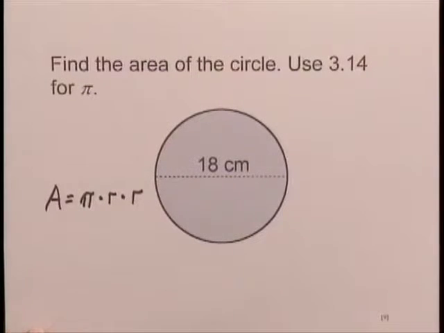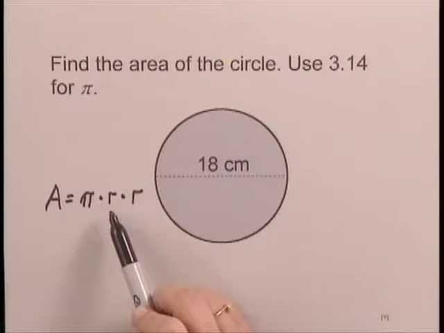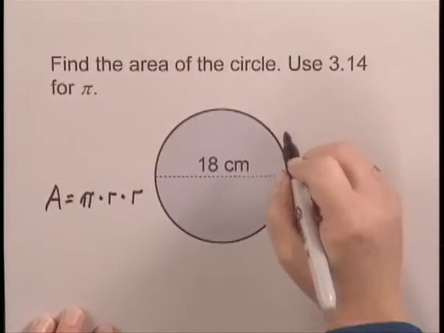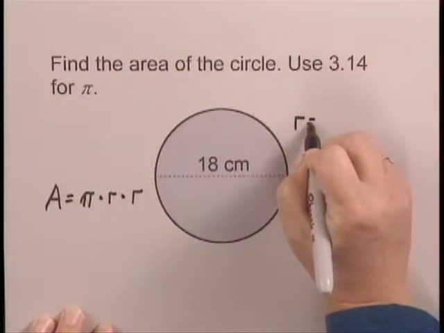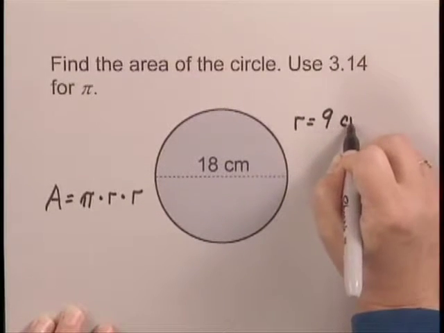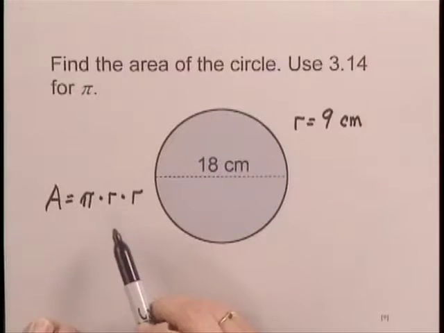Now, looking carefully at the circle, we do not know the radius right now. We're given the diameter. But the diameter is twice the radius, or the radius is half of the diameter. So for r, we're going to substitute half of 18, or 9 centimeters. In fact, I will write that over to the side. The radius is 9 centimeters. I'm going to be very careful that we don't accidentally substitute the diameter in this formula.